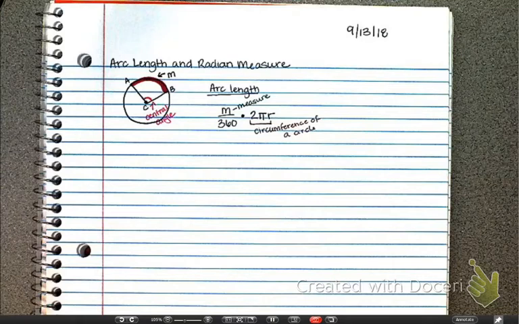Okay, so the measure is 60, and it's over 360, times 2 times pi times the radius. And we're going to take our calculators and plug it in and see what you get. Just like before, you get to leave your answer in terms of pi, which means you don't have to multiply through by pi.